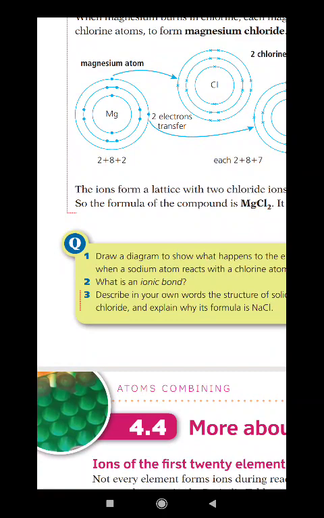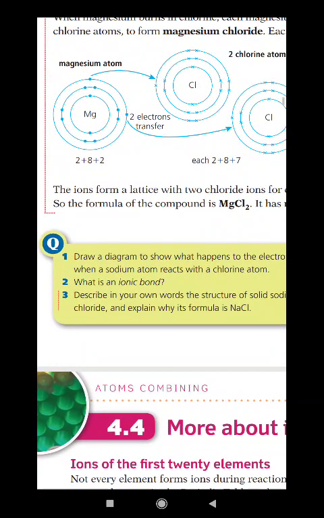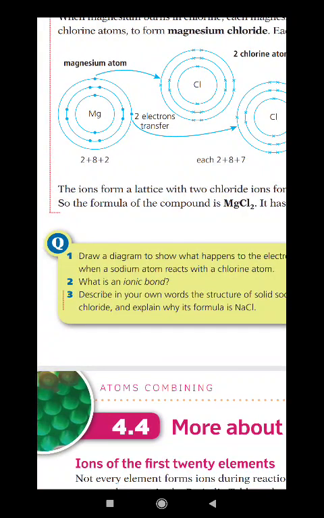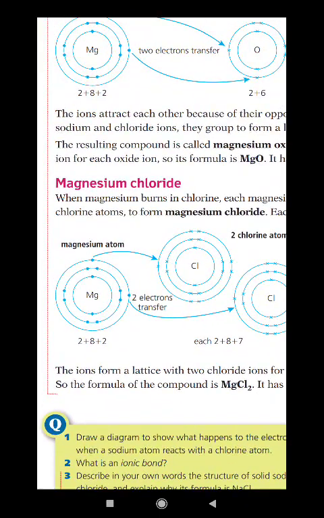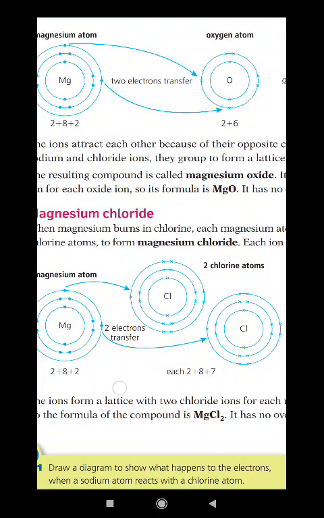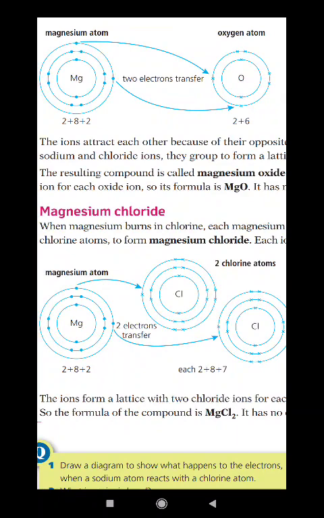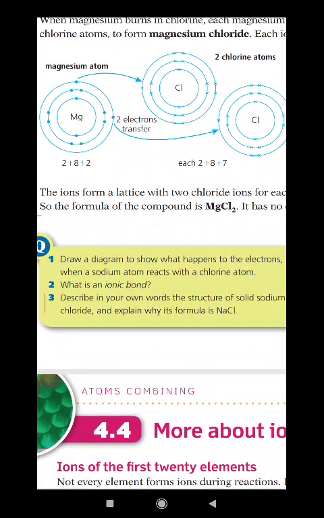Okay, and we have some questions. It says, draw a diagram to show what happens to the electrons when a sodium atom reacts with a chlorine atom. All they want you to do is just to draw this diagram here, like in the example of magnesium chloride, to show that the electrons will be moved from the sodium to the chlorine. That's what they want. If you go to 2, it says, what is an ionic bond? It's a bond which exists between a metal and a non-metal, or it is an electrostatic force of attraction which results in the transfer of electrons from metals to non-metals. Whatever way you can put it, as long as you talk about a metal and a non-metal.